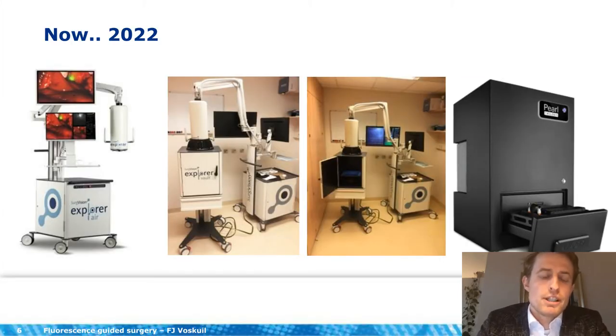Some companies started with startups and scale up. One of them is Survision, which is now taken over by Breco. Here you see the camera which we use a lot. It's the Survision Explorer Air. It all looks a bit nicer than 2007, and in fact it does work also a bit better.